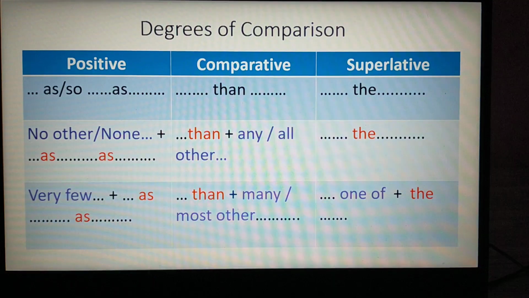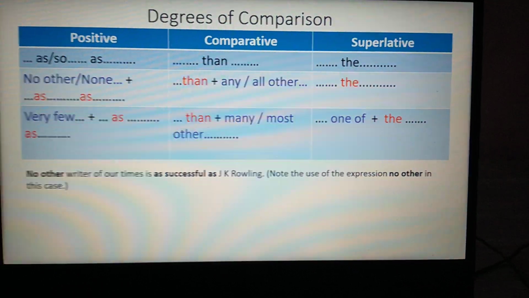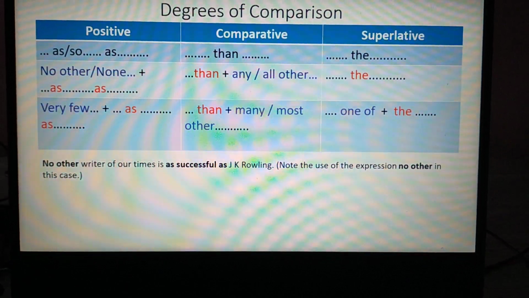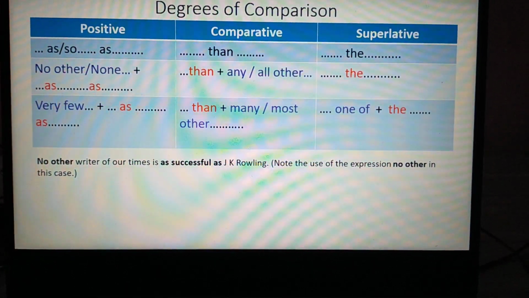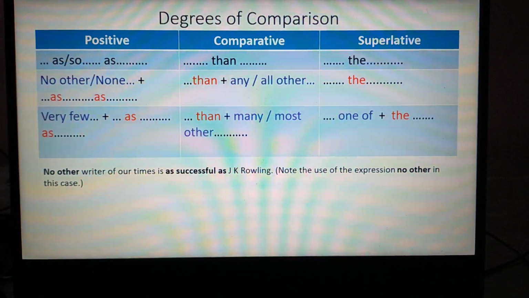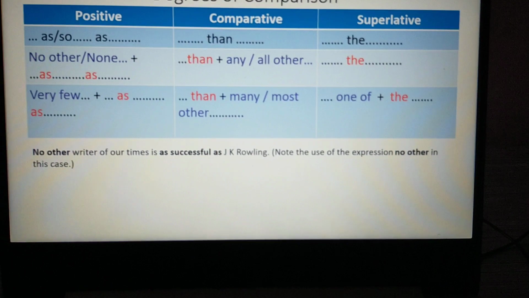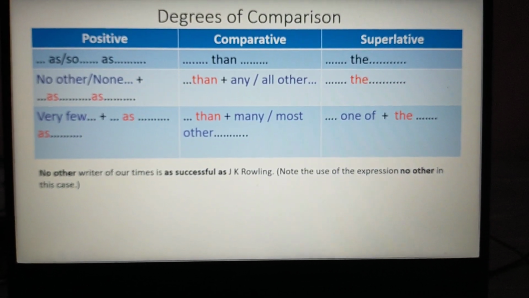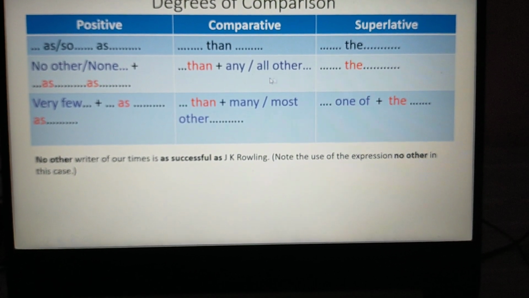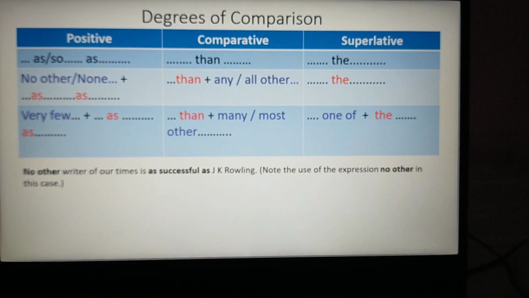Now let's see just a few examples. I have a sentence: no other writer of our times is as successful as J.K. Rowling. Note the use of the expression no other in this case. Now when we have no other in the positive, we will definitely follow the table. And to change into comparative we have to follow this rule, that is than plus any or all other.